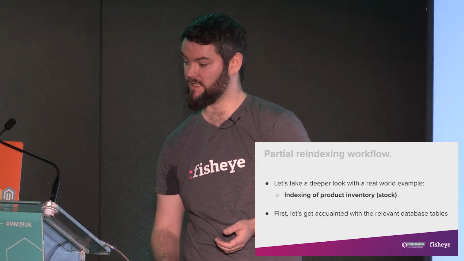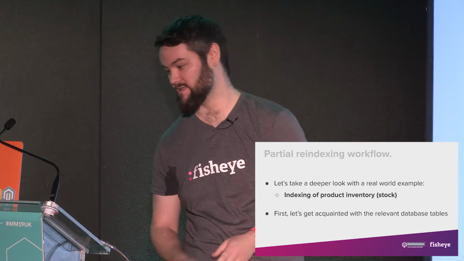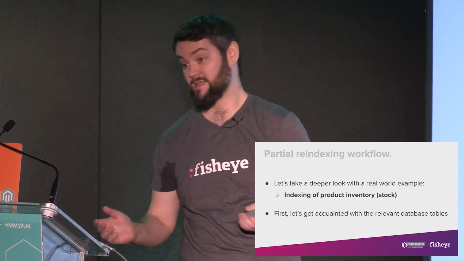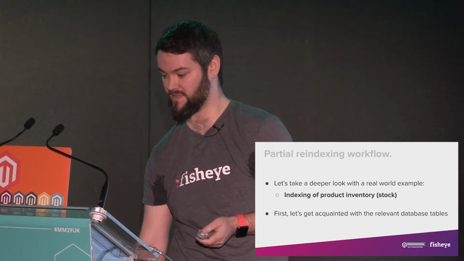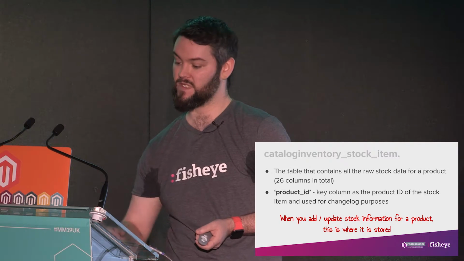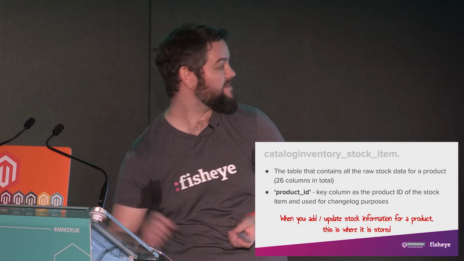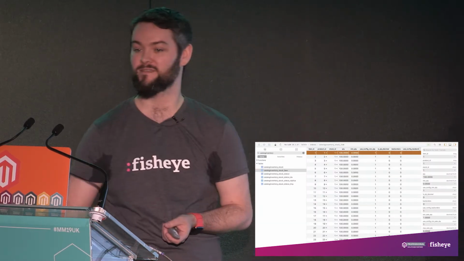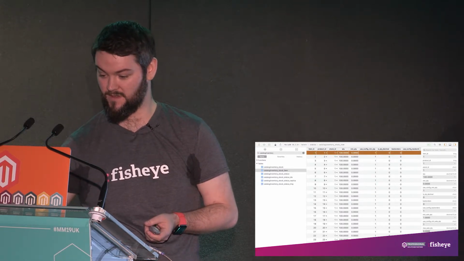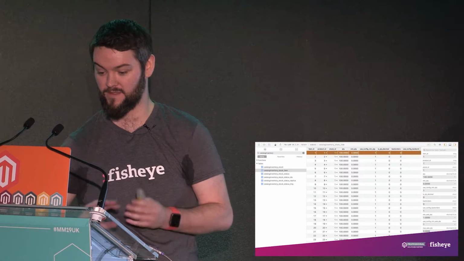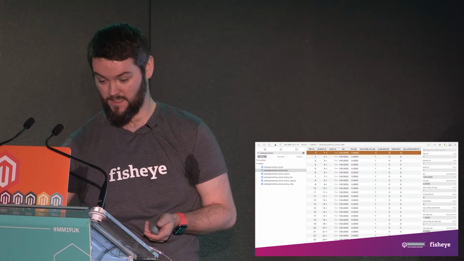So if we have a quick look at a real-world example, I've picked inventory because it's easiest. It's not MSI. It's the default, or I guess now deprecated, inventory, but the principles are there. But we need to get acquainted with the relevant database tables. So the first one is the catalog inventory stock item table. If I just switch to my database, is that visible enough for everybody? Yeah. So if we look at this, the catalog inventory stock item table, there are 26 columns of data, everything to do with quantity and stock that you could want for a product. So there's quite a lot of information there.